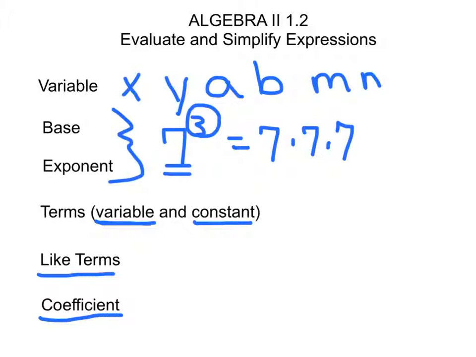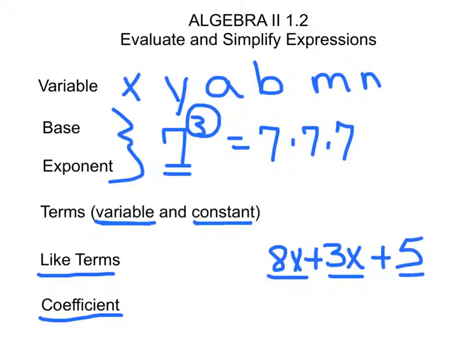Let's look at an example. If we were to have 8x plus 3x plus 5. This has 3 terms. Terms are separated by positive signs and negative signs, plus and minus signs. Okay, there are 3 terms here. The first one is 8x, the second one is 3x, and the third one is 5. Okay, 2 variable terms, 8x and 3x, because they each contain a variable. And 5 is a constant term, because 5 doesn't change, it doesn't vary, it's going to stay constant.